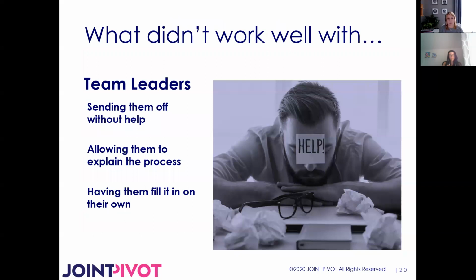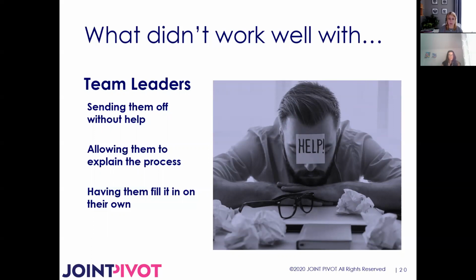So what didn't work well with our team leads? Same thing with our executive leadership team. Sending them off without help was treacherous. So the more that we could do the first one with them, and we did essentially a do together and then some teaching component of it, and then having them do it on their own, that seemed to work out really well, really well.